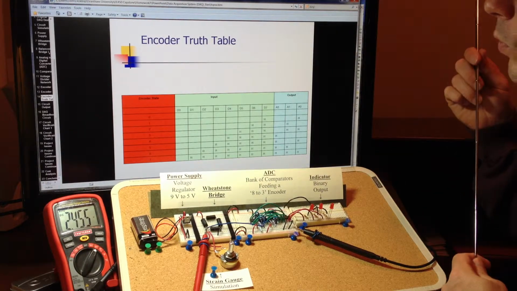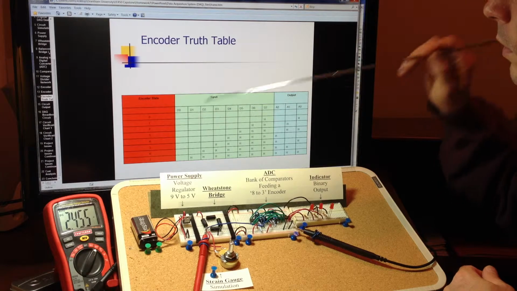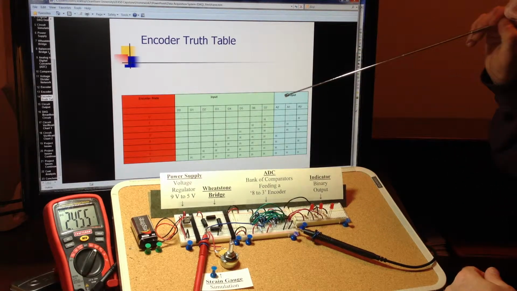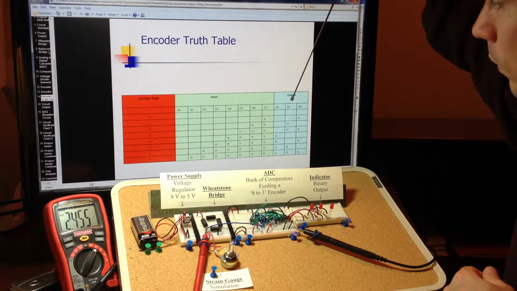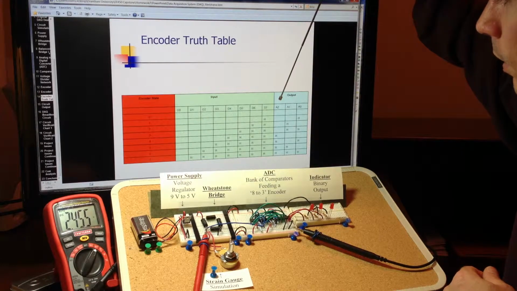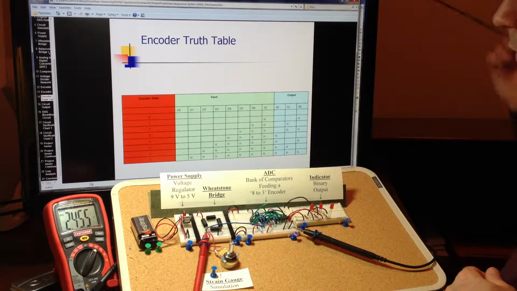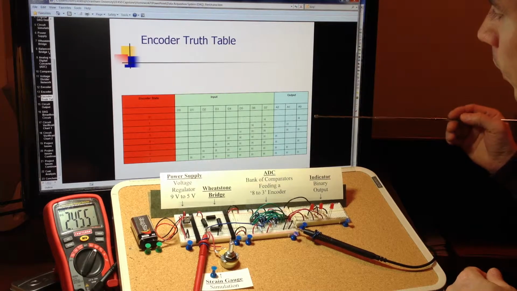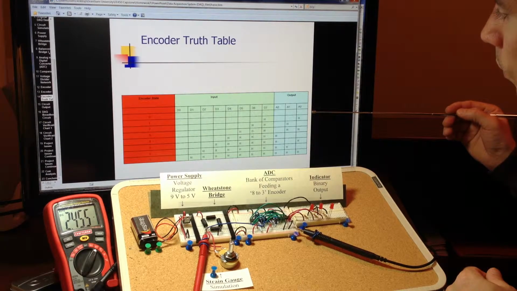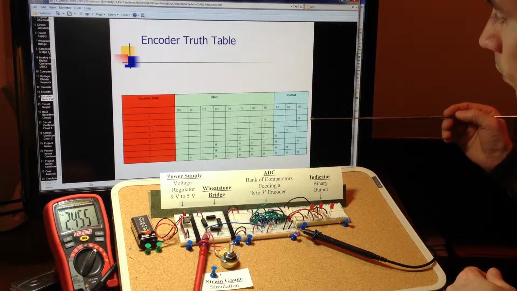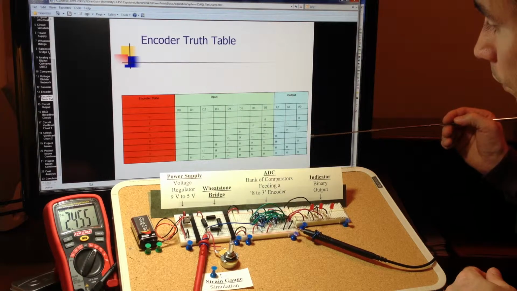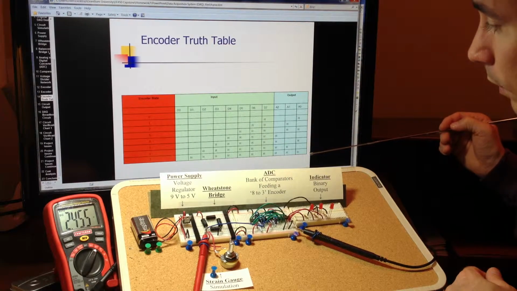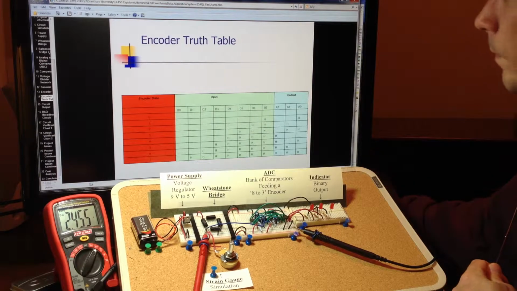This is a truth table for an encoder. It has 8 states, inputs, outputs. This column here has a weight of 1, this column here a weight of 2, this column here a weight of 4. That provides a binary output. So this row here has a value of 0, a value of 1, binary 0, binary 1, binary 2, 3, 4, 5, 6, and last but not least binary 7.